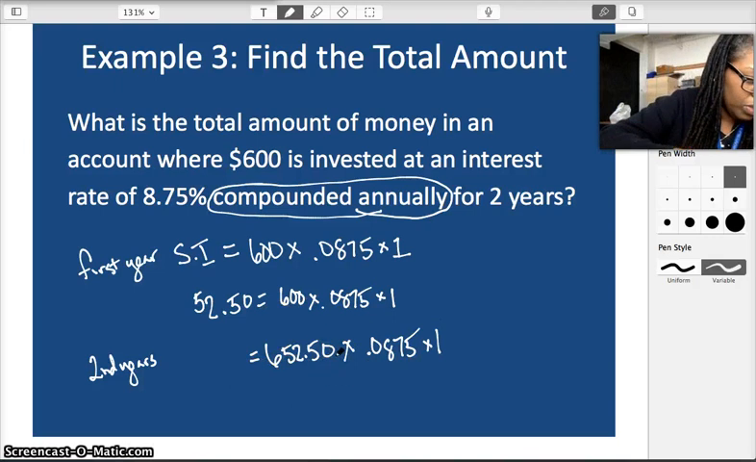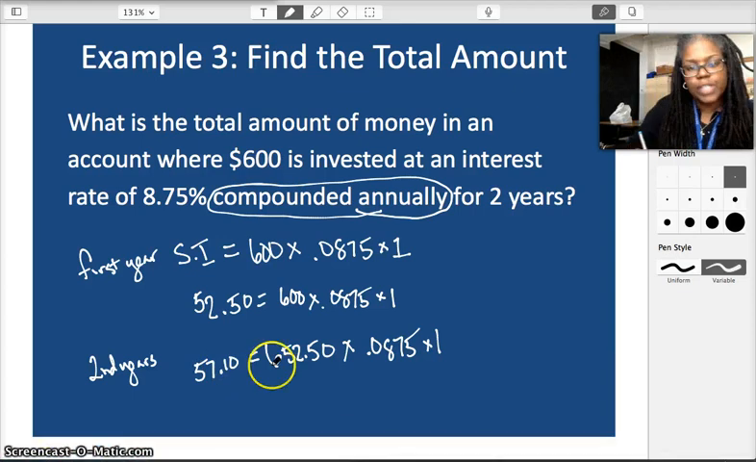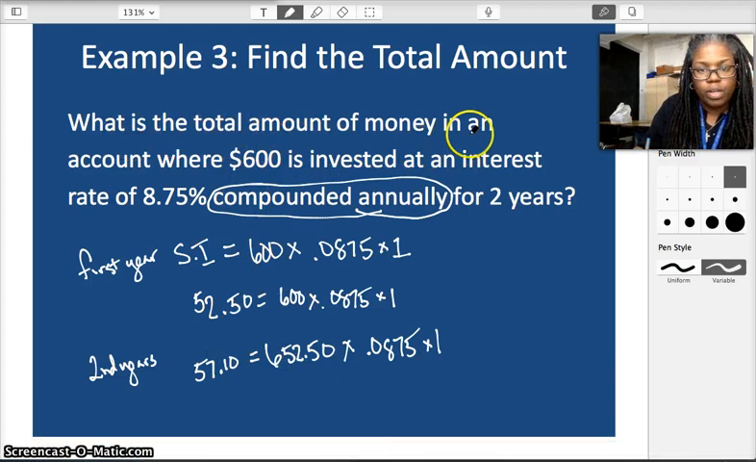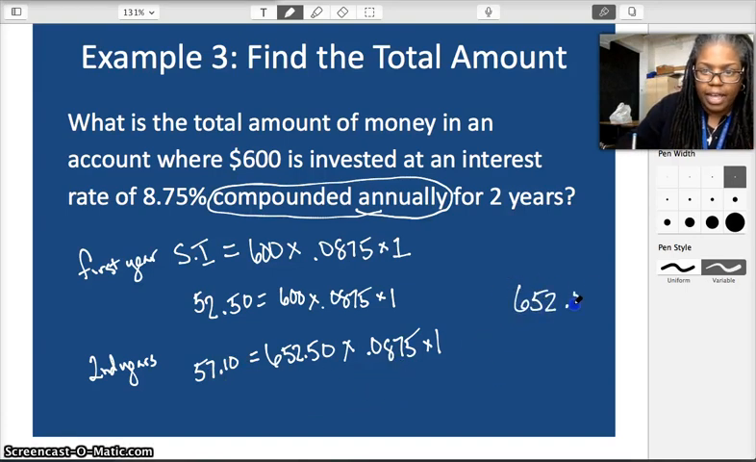So when I multiply that, I'm using my trusty calculator, people. I'm showing my skills here with the calculator. So I'm doing 652.5 times 0.0875, and I get a little bit more money. I get basically $57.10. So what is the total amount of money in the account in that case after 2 years? Well, I had $652.50 at the beginning of the second year, and by the end I made this amount of money, the $57.10.